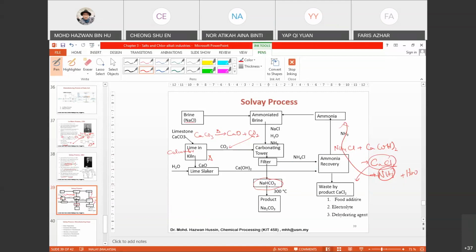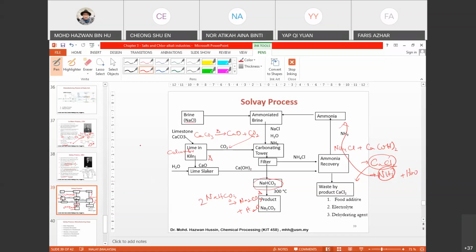And from sodium hydrogen carbonate to get soda ash or sodium carbonate, you can heat it at around 300 degrees Celsius. When you heat it, it will form sodium carbonate plus water. Okay, right?